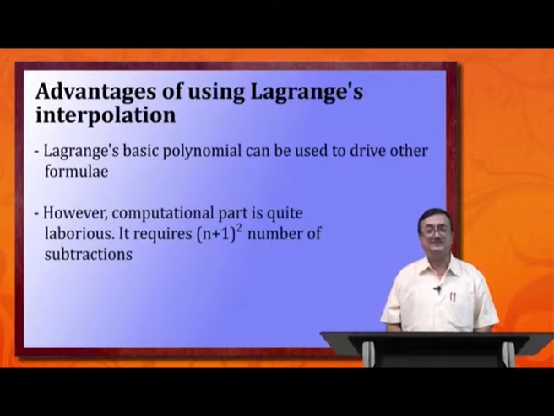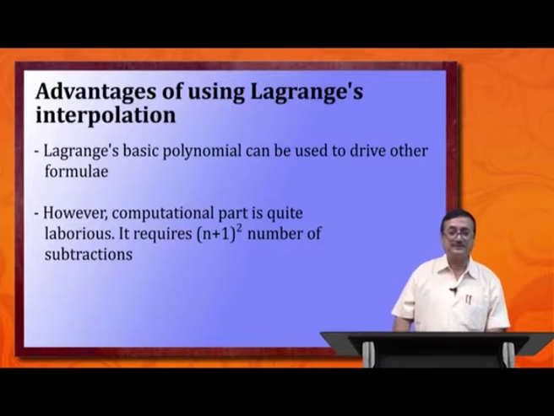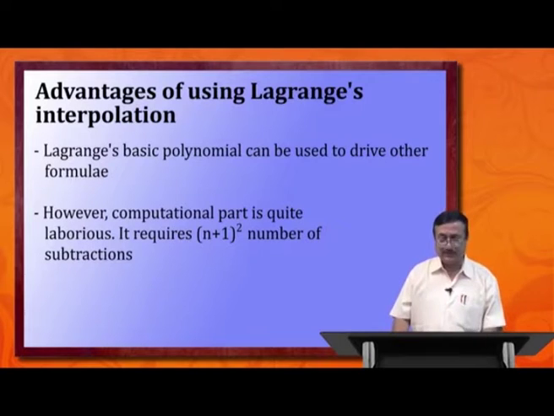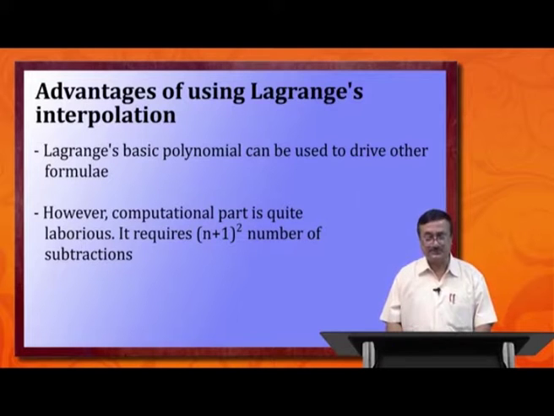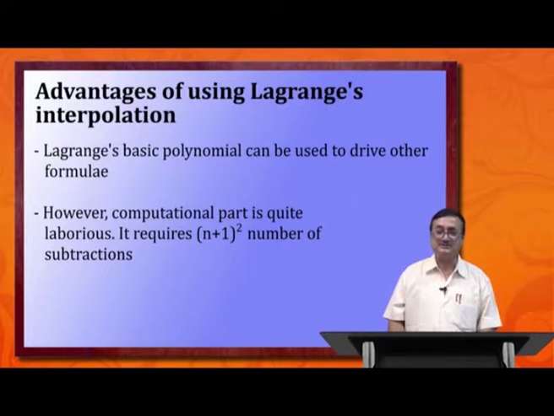However, the disadvantage of Lagrange's interpolation formula is that it requires a lot of computational work. The computational part is really quite laborious. And to account for the computational part, we can find that it requires a total of 3n square plus 5n plus 1 arithmetic operations, including addition, subtraction, multiplication and division. So if n is equal to, say, 10, we require about 350 arithmetic operations, including addition, subtraction, multiplication, division.